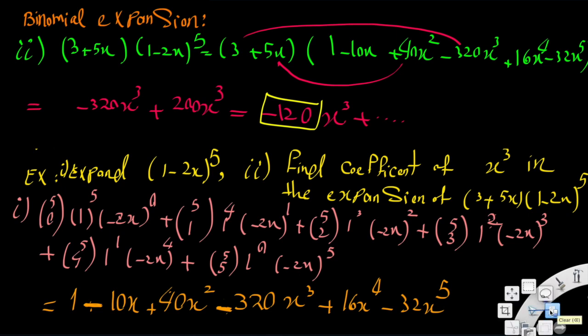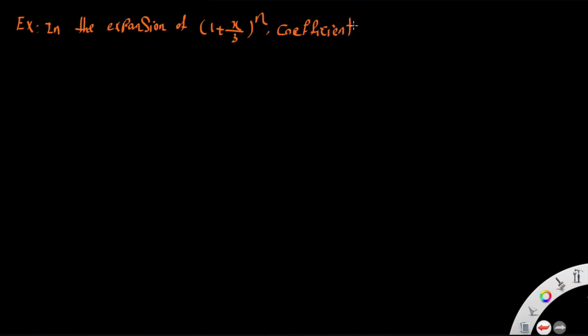Now let's see an example. In the expansion of 1 plus x over 3 to the power of n, the coefficient of x squared is 4. Find n.